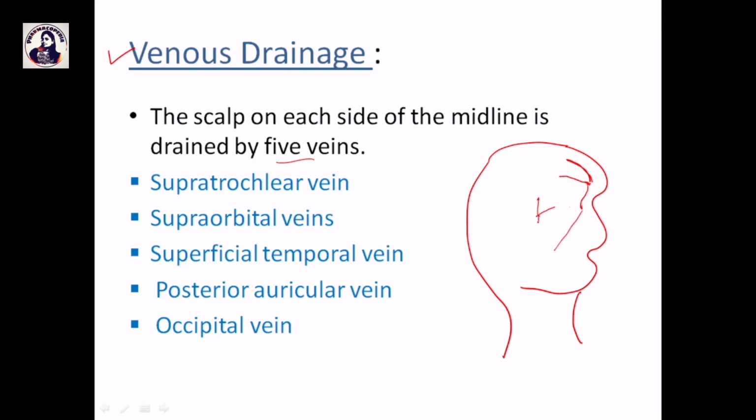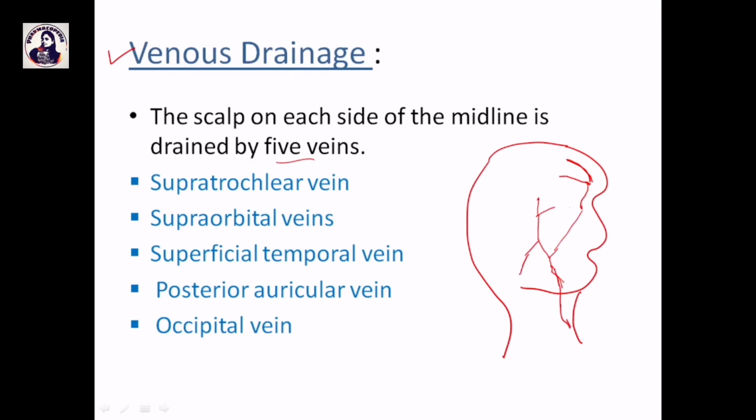This drains into the retromandibular vein, and this has two divisions, the anterior division and the posterior division. The anterior division along with the facial vein together drains into the common facial vein, which drains into the internal jugular vein. So it actually traverses into the neck.